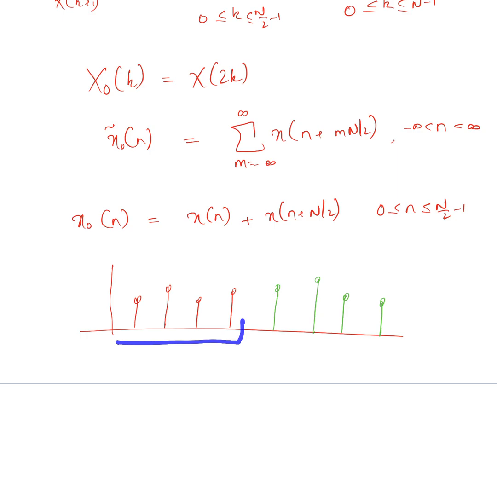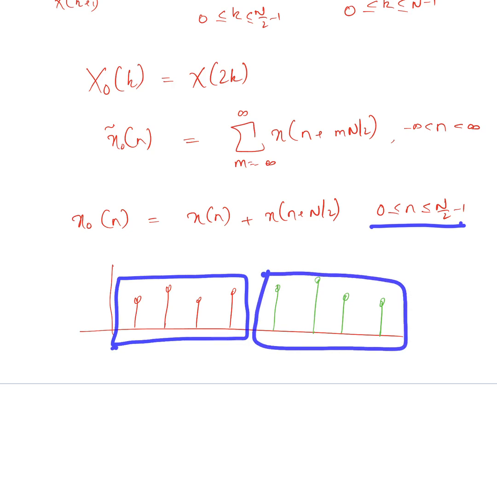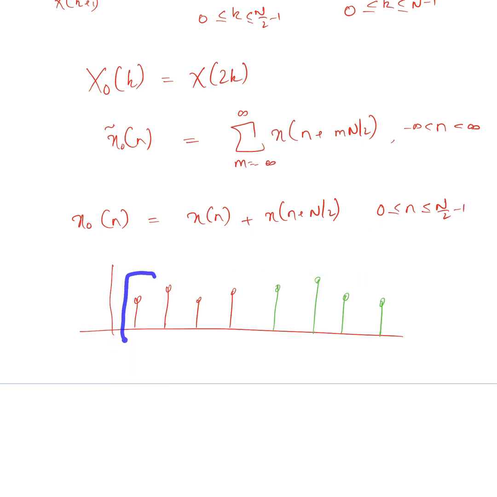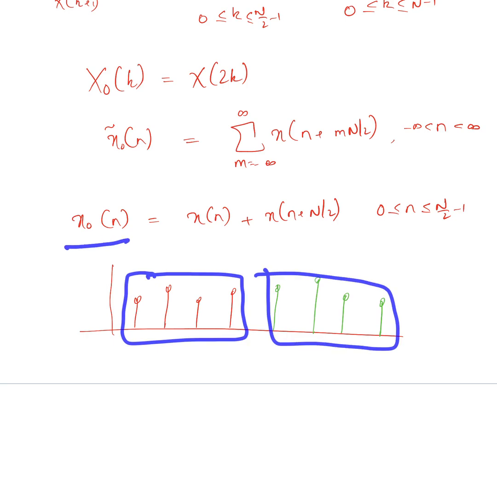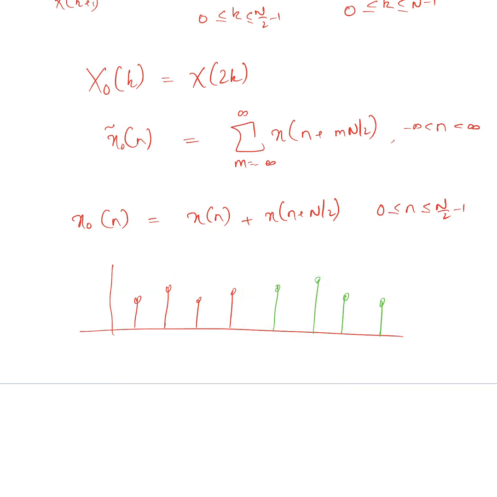These are the first halves and these are the second half. Since I am considering this between the first half, n by 2 minus 1, I take this as x of n between this interval, and to this I add the next half, right? I am adding the red samples with the green samples in order to obtain this x naught n.